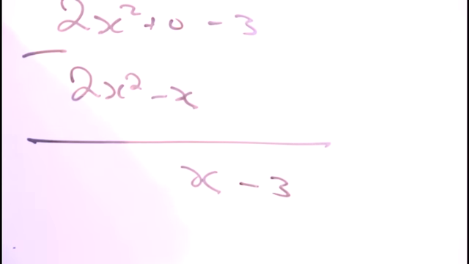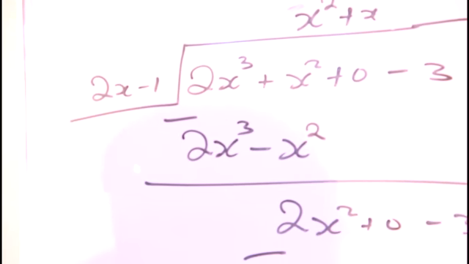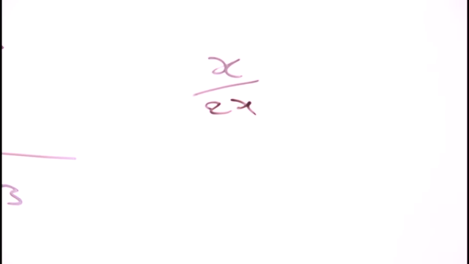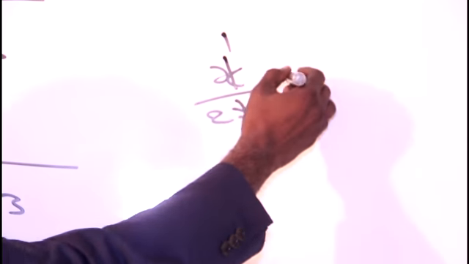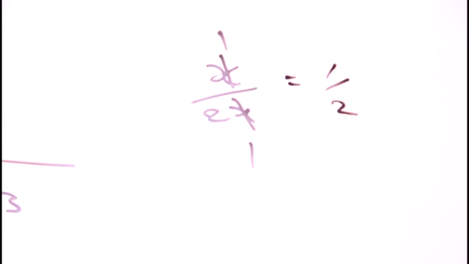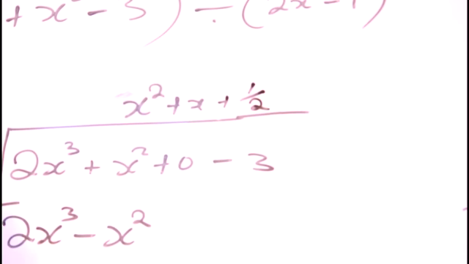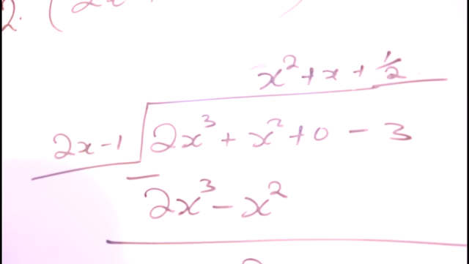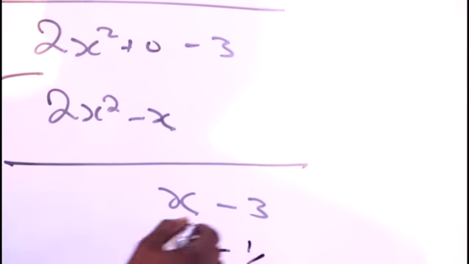So this x divided by 2x, see what we'll have. Now, this x here 1, this other x here 1. We'll end up having 1 over 2. So our result here will now be plus 1 over 2. Now, 1 over 2 times 2x will give us x. 1 over 2 times minus 1 will be equal to minus 1 over 2.